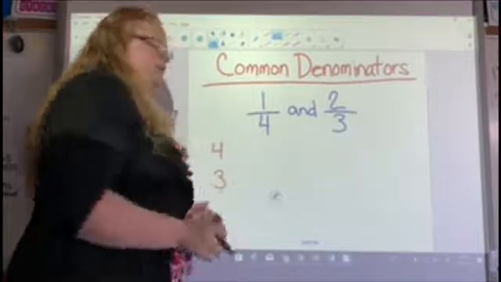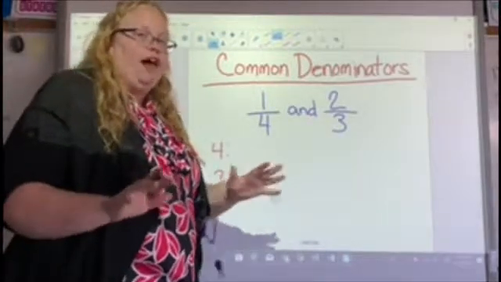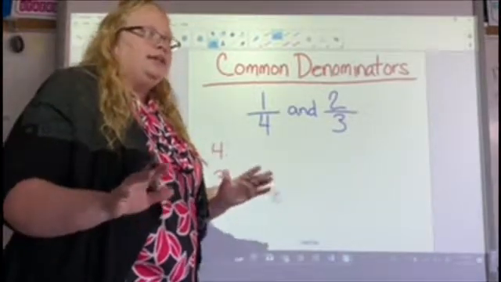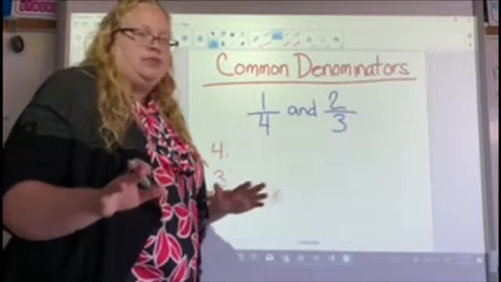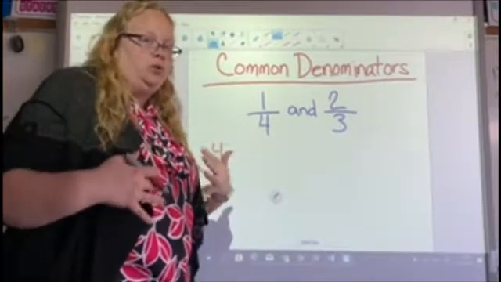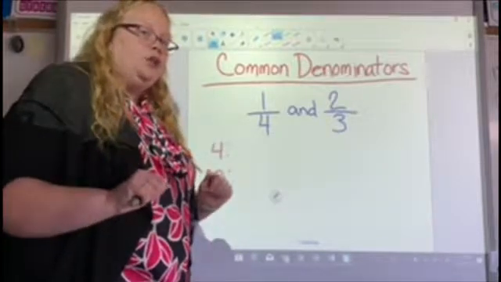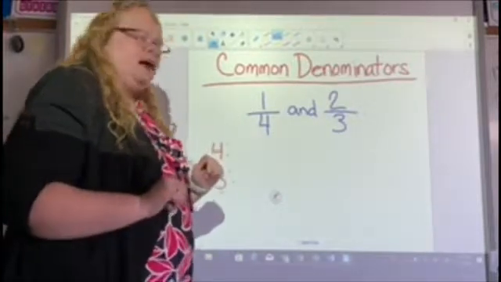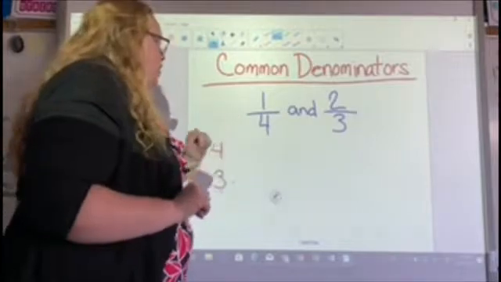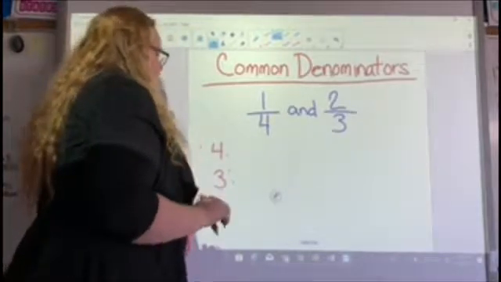Now, most of the time, if they go to the first 4 to 6 multiples, they will generally find a common multiple. And that is what they need in order to make these common denominator fractions. So let's start with the multiples of 4.